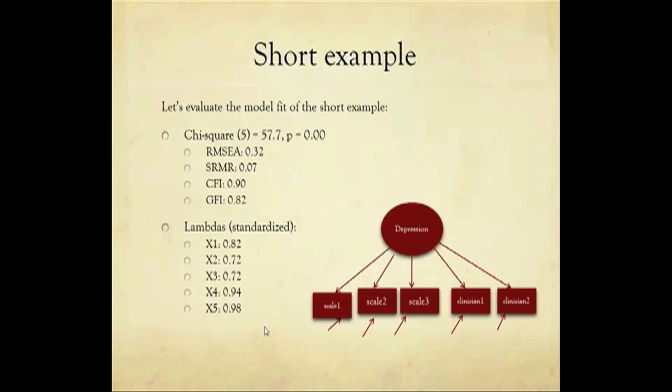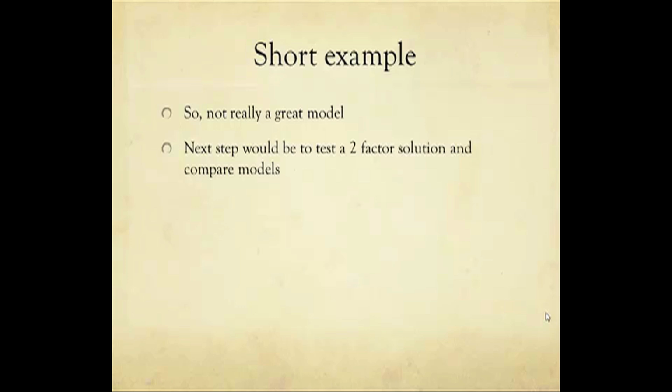You don't want to interpret the lambdas associated with it until after you have a better fitting model. But in this case, I went ahead and looked at these lambdas just to figure out what it was looking like and what I might be able to do next. In this case, I knew that theoretically I had 3 of these scales that were reported by the same person, and then 2 others that were reported by 2 other individuals. And you can see that reflected within these lambdas. You can see that these are a little bit lower consistently, and these are a bit higher consistently. So my next step might be to try to do a 2-factor solution and compare the models.